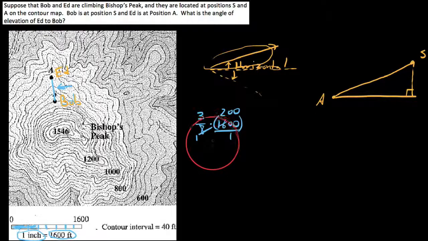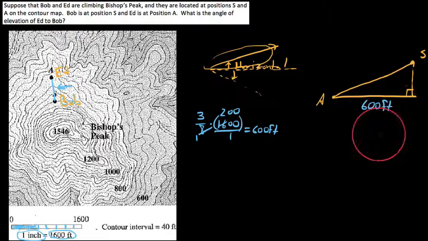So 3/8 of an inch on this map, horizontally speaking, would correspond to 600 feet in real life. So we know they are a horizontal distance of 600 feet from one another. Okay, so now let's consider this. What is the height difference between them?